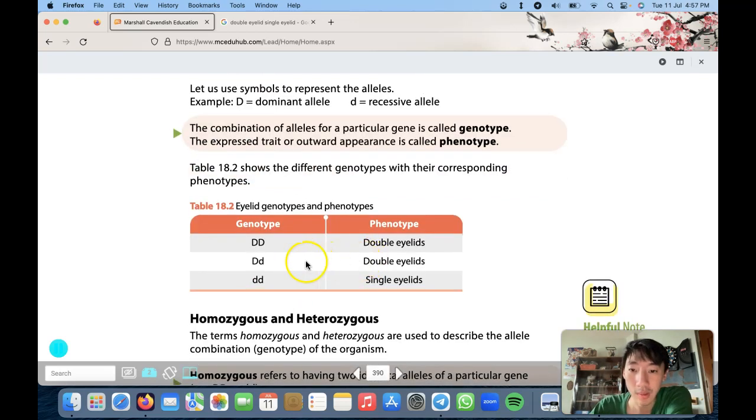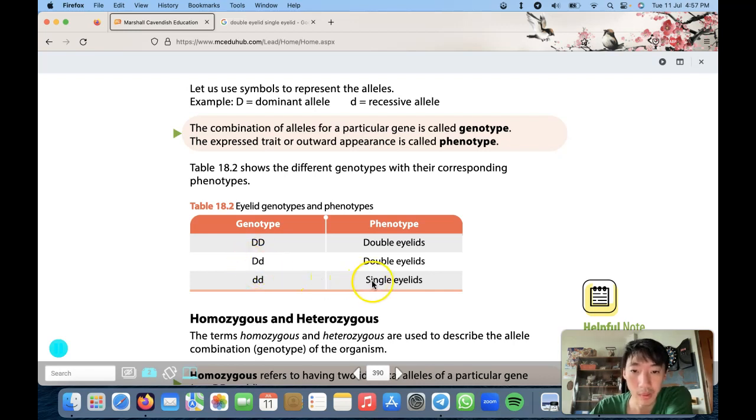If you see this, this person has double eyelid, but in his genotype, it's one dominant and one recessive allele. What does that mean? That means this person is called heterozygous. Hetero means different, not the same. So if you have one dominant and one recessive, you are heterozygous.